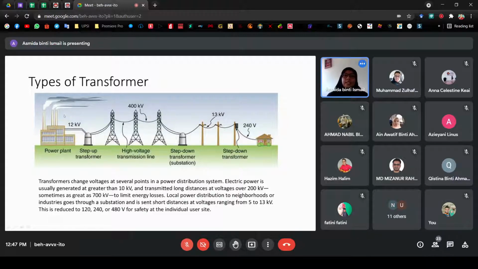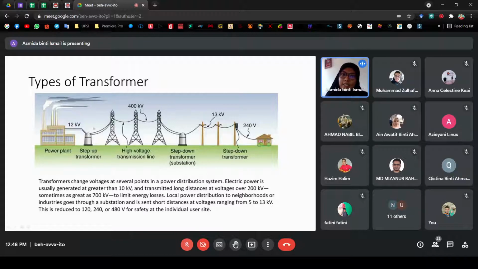Power plant ni actually sebenarnya power plant ni dekat empangan, kita punya empangan. Okay, dekat Malaysia kita guna sistem hidrolik. Okay, sistem hidroelektrik. So we get the voltage from the hydroelectric. Okay, dam. Okay, it's from a dam.